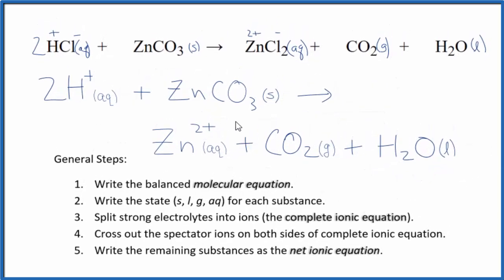So this is the balanced net ionic equation for hydrochloric acid plus zinc carbonate. You note that charge is balanced. We have 2 times 1 plus. So over here we have 2 plus. In the products, we have a 2 plus. So that's the same. If you count the atoms up, they're balanced as well.